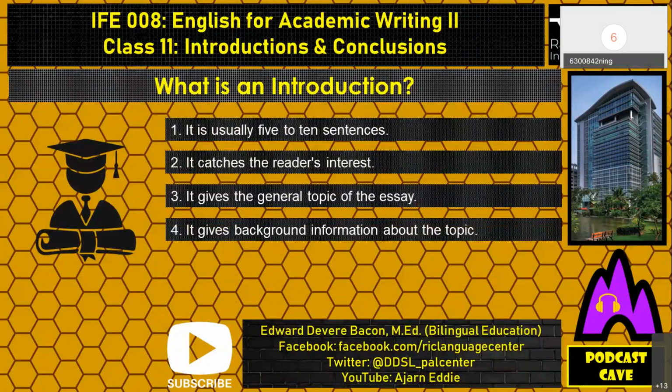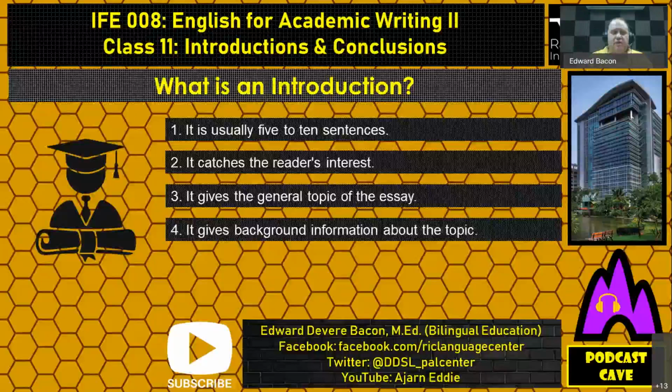Okay, good. So now, for the introductory paragraph, the first sentence will be the hook, and then let's say sentences 2, 3, and 4 will give background information about the topic, and then the last sentence will be your thesis statement. Okay, and Ning, what two things does a thesis statement need?